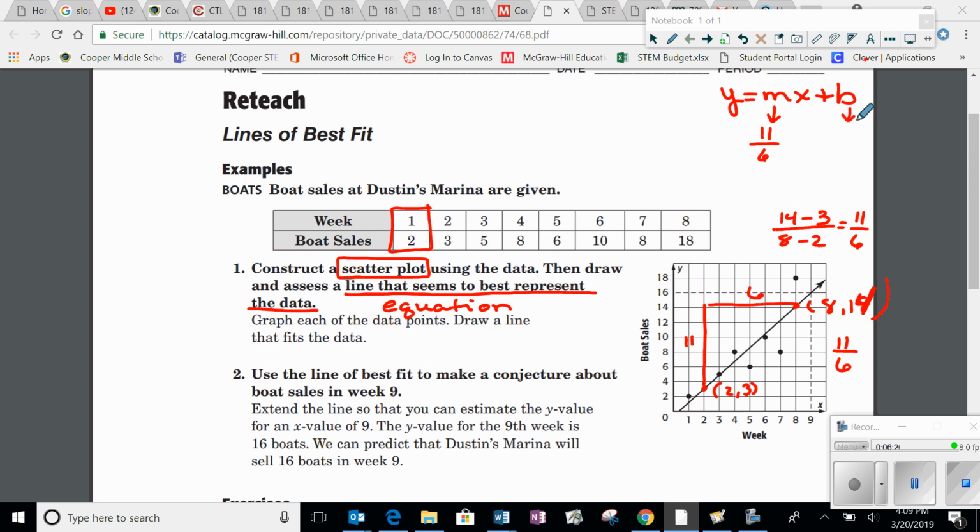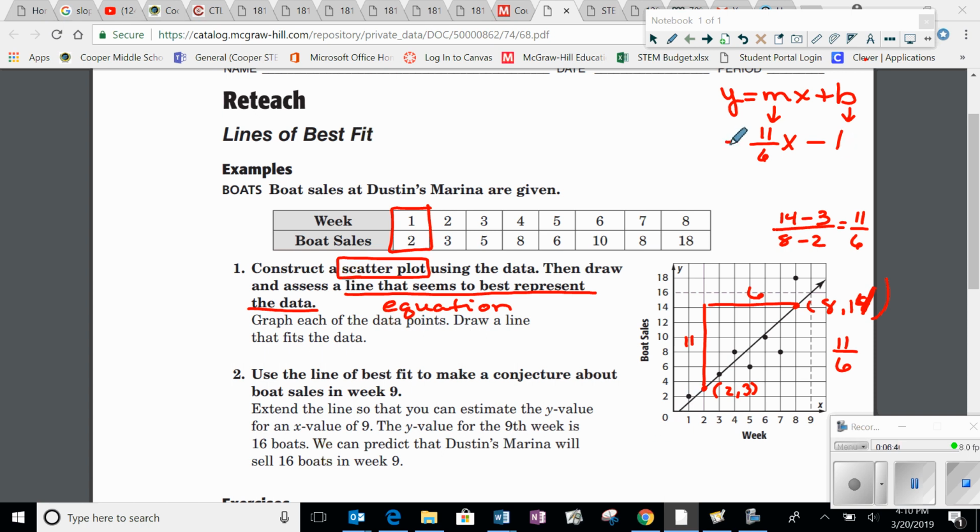My y-intercept, in this case, we're not going to be able to find the exact y-intercept, but I'm going to estimate that to be a negative 1, even though it goes off the graph, because it's going to be right there if this line keeps going.